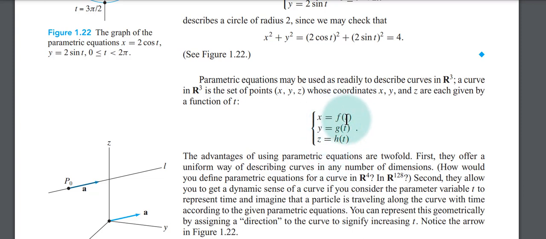We'd have x1 equals one function, x2 equals another, x3 equals another, keep going until we get to x128 equals some other function. So it's kind of simple, in a sense, to think about how we would describe a kind of curve in R128. Okay, so she says the advantages of using parametric equations are twofold. First, they offer a uniform way of describing curves in any number of dimensions, so not just 3 dimensions, but 4 or 128 dimensions. And second, they allow you to get a dynamic sense of a curve.